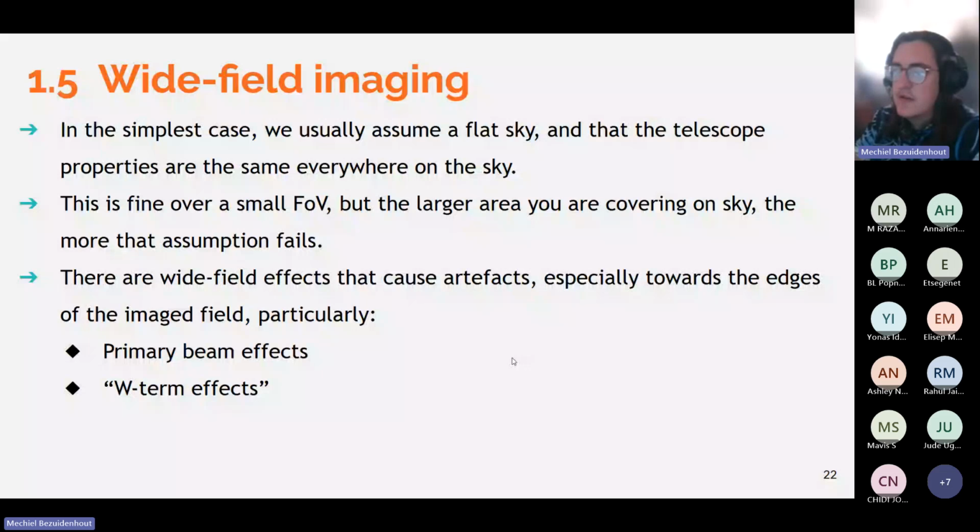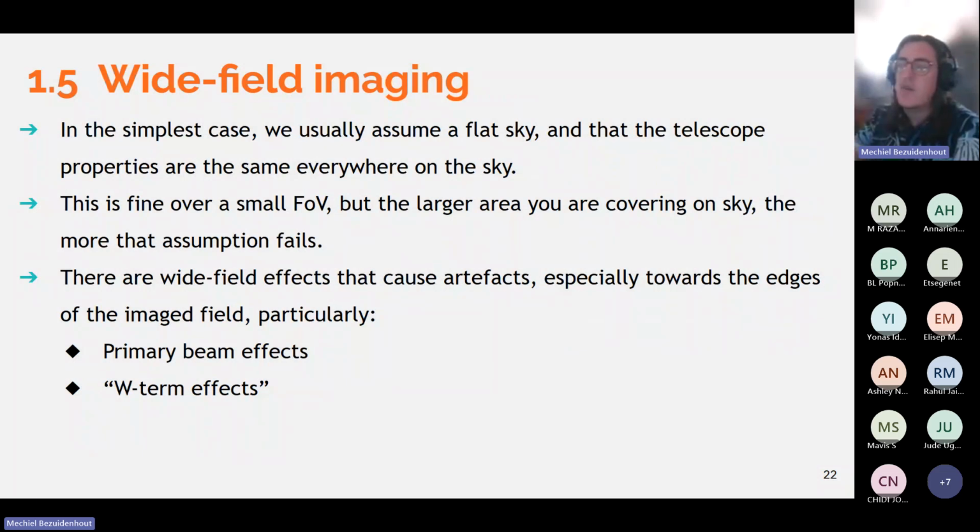We have to consider the visibilities of a wide band, but we also have to consider the fact that we are working across a wide field on the sky. So in the simplest case, we usually assume that the sky is a flat plane, and that the telescope properties are the same everywhere on that plane. And this is a fine assumption to make over a small field of view if you're only looking at a small area of the sky.